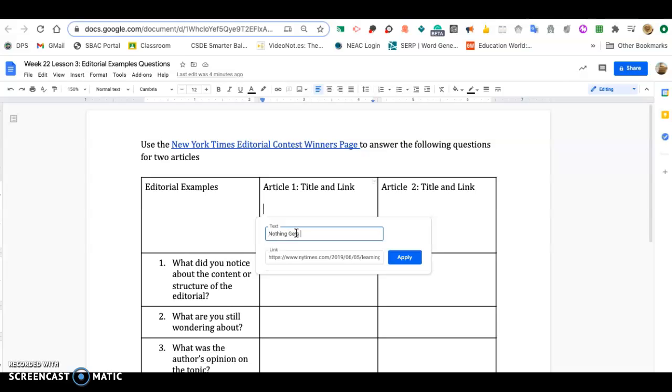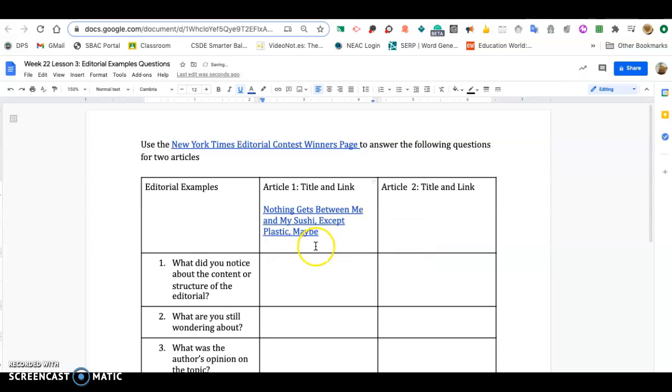So nothing gets between me and my sushi except plastics. Maybe. Okay, and now I've created a link. So if I click that, it's going to take me right to that article. And that's helpful for me to be able to see what articles you looked at as well.